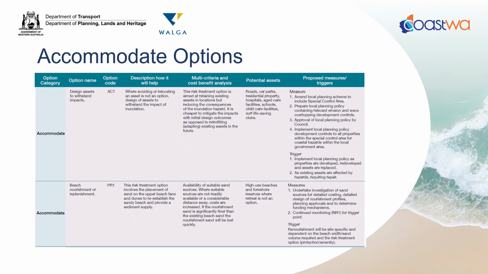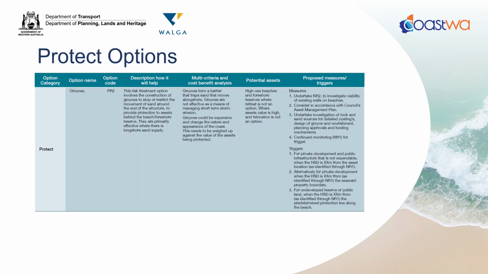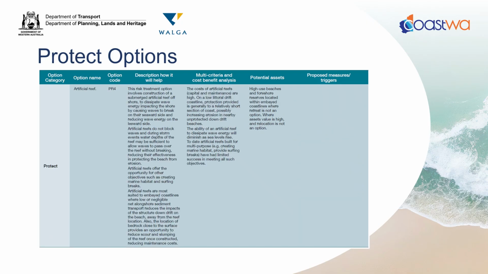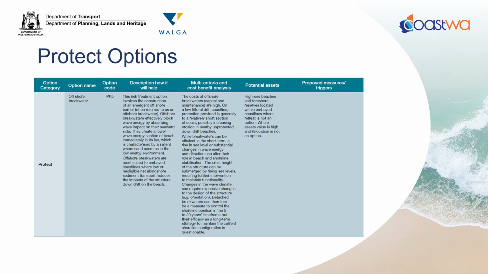The accommodate options largely include designing assets, so designing those assets which are going to be within coastal hazard areas to withstand the impacts of those coastal hazards. Or also beach nourishment and replenishment is considered an accommodate option. The protect options then are your more hard structural solutions. So we have construction of groins, construction of seawalls, artificial reefs or submerged reefs, offshore breakwaters or headlands.